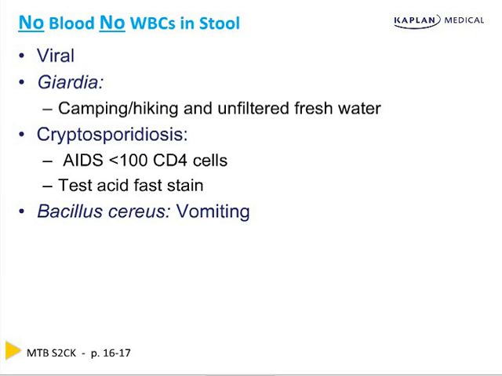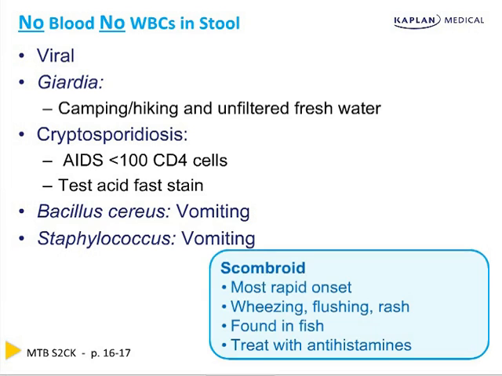Bacillus cereus is associated with vomiting, never has blood, never has fever. Staphylococcus is the same thing. These preformed toxins are associated with a mild self-limited form of vomiting and diarrhea. Scombroid is histamine fish poisoning. It's very rapid in onset, and it's associated with wheezing and flushing and rash. It's found in fish, and you treat it with antihistamines, and it can happen 10 to 20 minutes after you eat it.